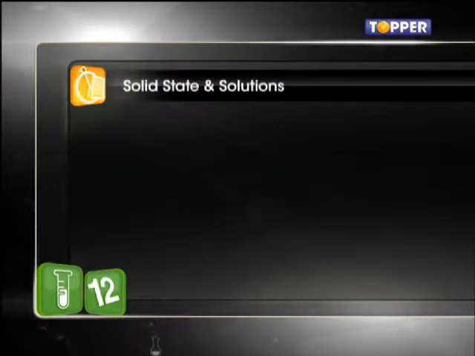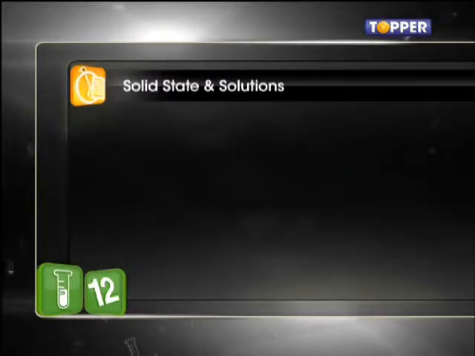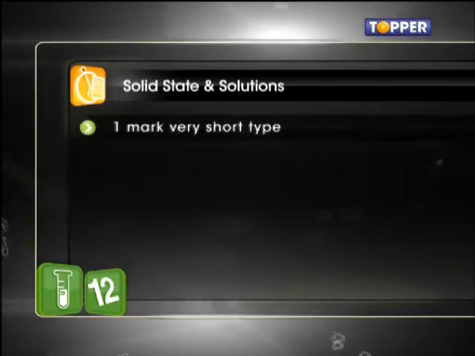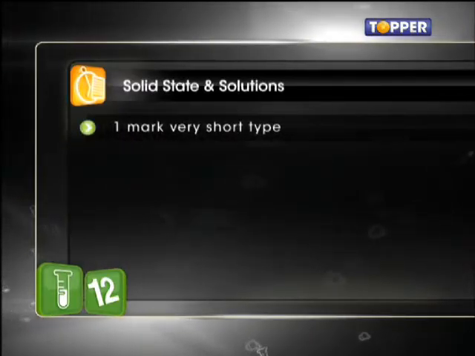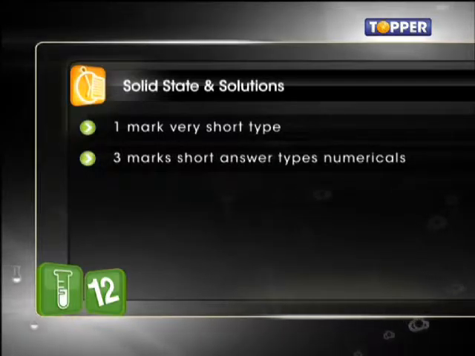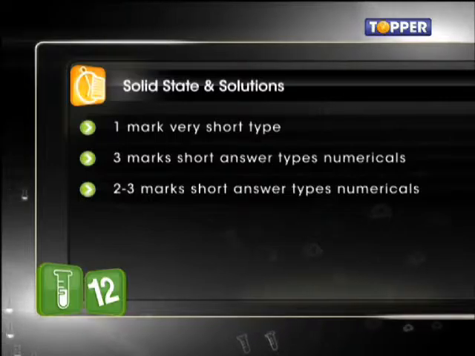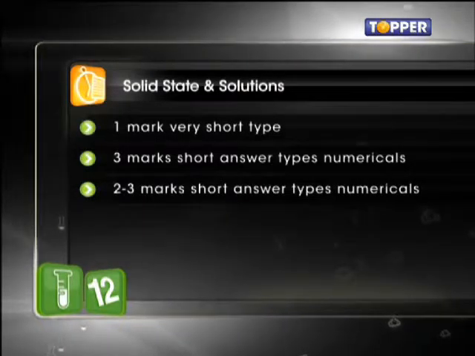The type of questions asked define our preparation and the time allocated to it. So let's take a look at the questions asked from both the chapters. Generally, 1 mark very short answer type and 3 marks short answer type numericals are asked from Solid State. And short answer type numericals worth 2 to 3 marks are asked from the chapter Solutions. By now, you must have got a good idea of what to expect in the exam. So now it's time for a short recap, in case some of you don't remember the chapter clearly.